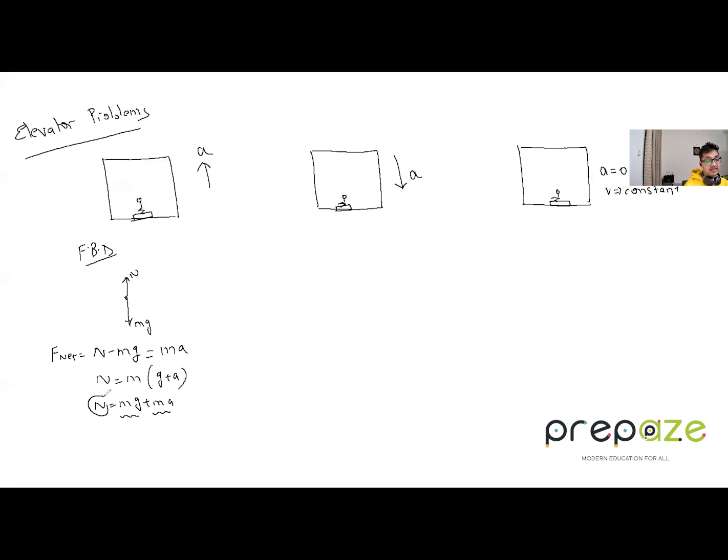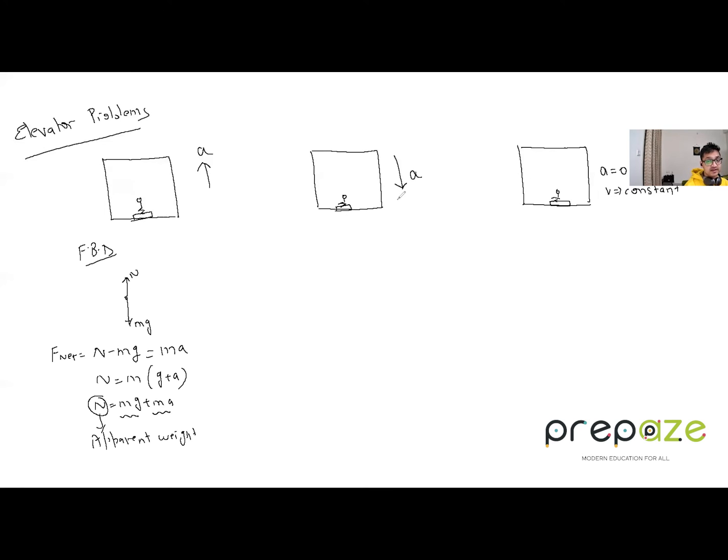N gives the weight of the person, basically the apparent weight. N gives the apparent weight. So what is happening now? When you are going in the lift upward with an acceleration a, your weight will increase, which is mg plus ma. All right, that is what is happening.